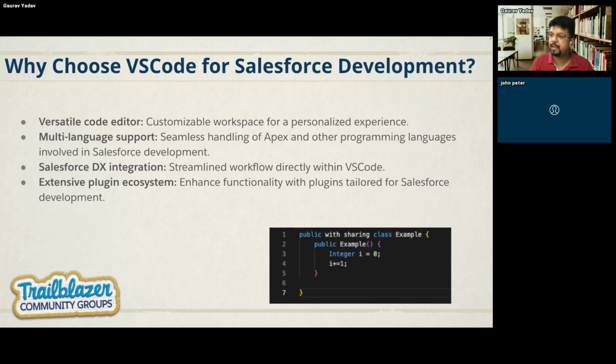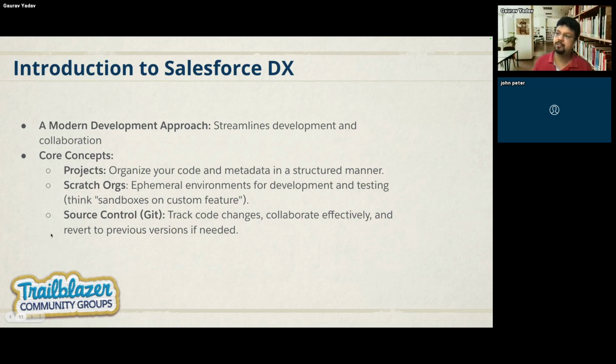And it has extensive plugins for the ecosystem. As I stated, in the developer console you cannot install any plugins. Plugins are like Chrome extensions, which you can install to increase your day-to-day productivity. In the same way, in VS Code you can install a lot of plugins, and that will increase your productivity. Some of the plugins are natively provided by Salesforce. And VS Code has its own marketplace where you can install a lot of plugins, free as well as paid, depending on your need.